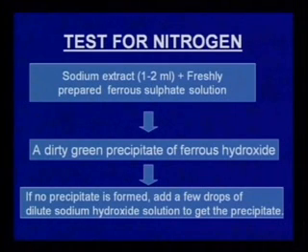Now we have to do the tests individually. So first will be the test for nitrogen. For that we will take 1 to 2 ml of the sodium extract, and to this extract we add freshly prepared ferrous sulfate solution. A dirty green precipitate of ferrous hydroxide is obtained. Now this is a must. We must get the dirty green precipitate of this ferrous hydroxide.